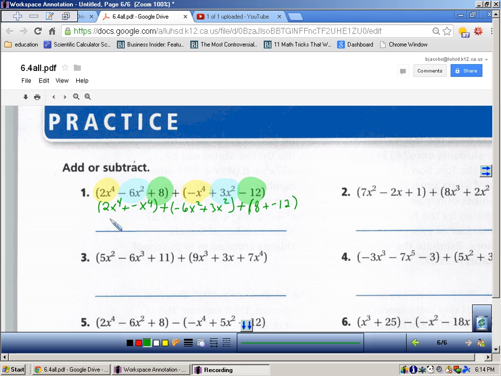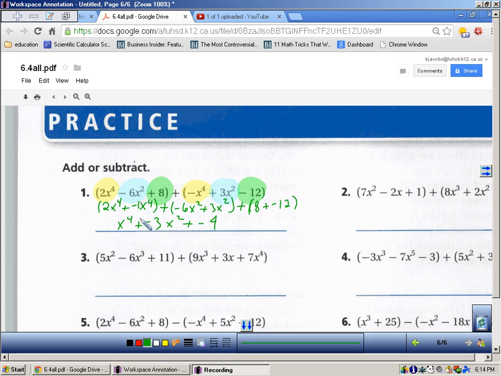And so, combining my like terms, I end up with 2x to the fourth plus negative x to the fourth. So remember, it's 2 plus negative 1. There is a coefficient of 1 there, which is 1x to the fourth, or just x to the fourth. Negative 6x squared plus 3x squared. Negative 6 plus 3 is negative 3. So you can add it as plus negative 3x squared. It's always an option. And then finally, 8 plus negative 12 is negative 4. It can be written as plus negative 4.